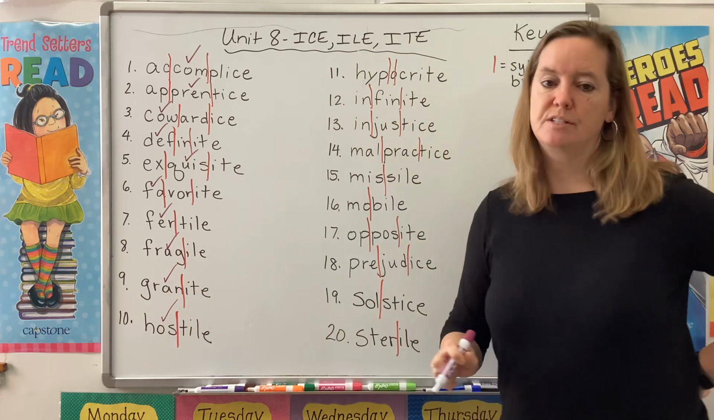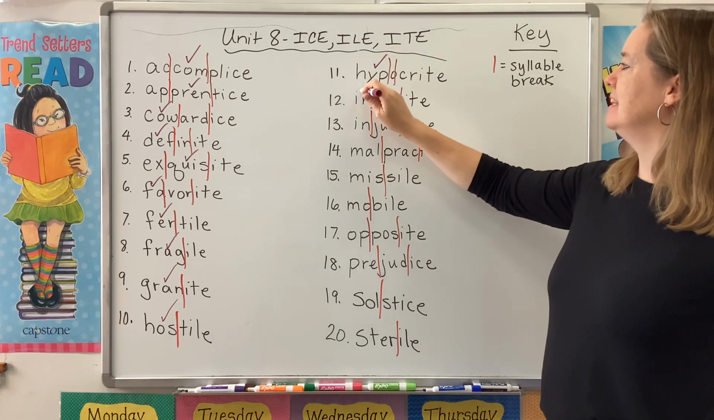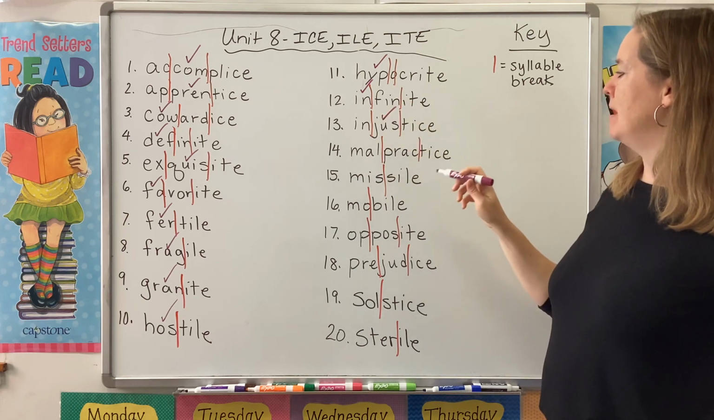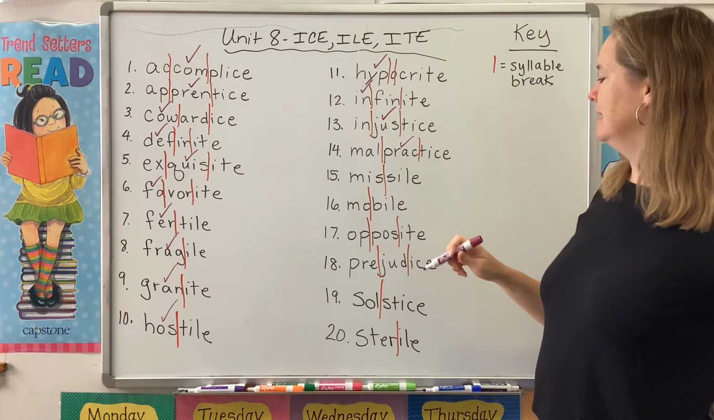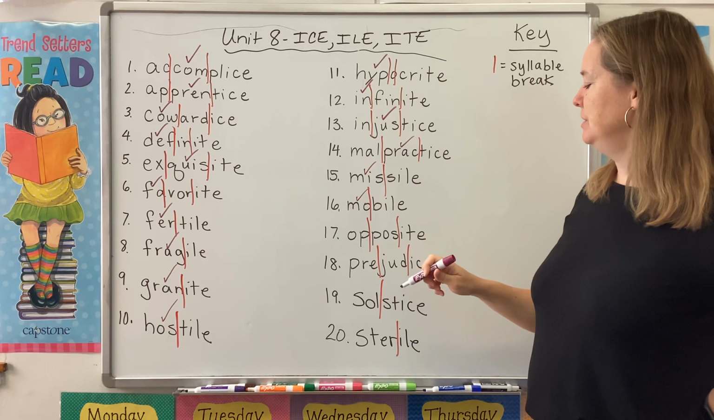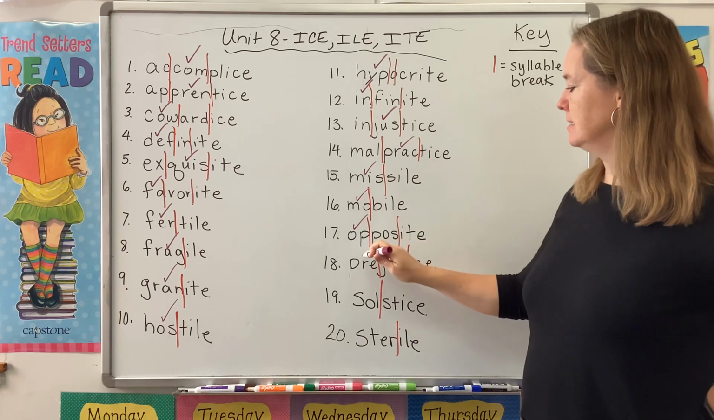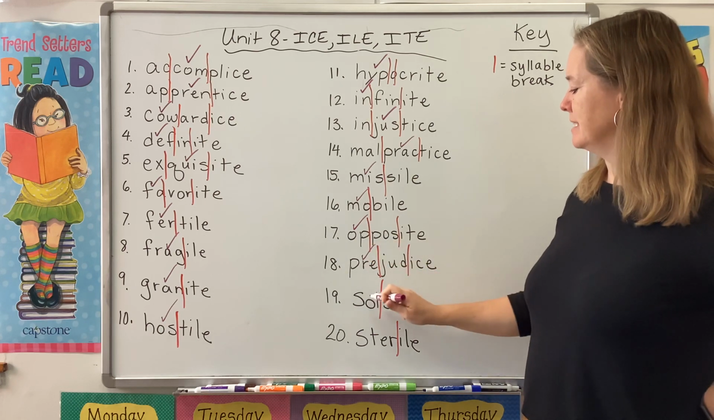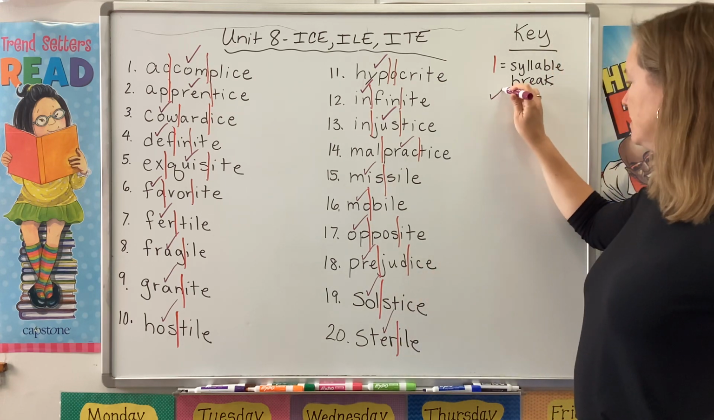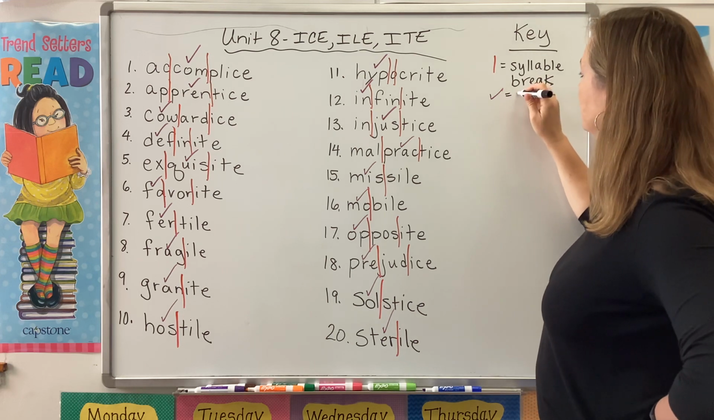Hostile, first. Hypocrite, first. Infinite, first. Injustice, second. Malpractice, second. Missile, first. Mobile, first. Opposite, first. Prejudice, first. Solstice, first, and sterile, first. Okay. Purple check mark equals stressed syllable.